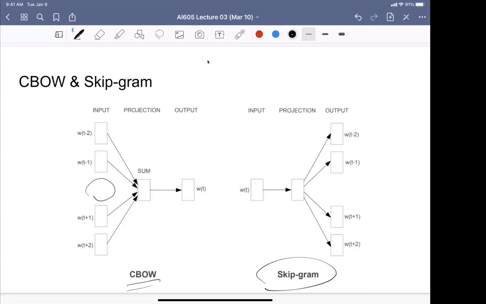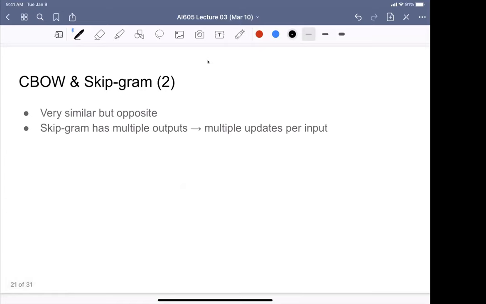The funny thing is that skipgram actually works better than CBOW in general, but the modern pre-trained language model works more similarly to CBOW, in that they mask a few words just to guess those, instead of trying to predict surrounding words given one word. So there's a difference. They're very similar but opposite.